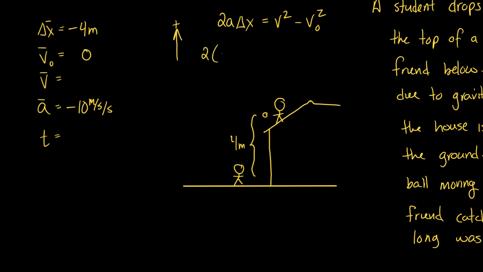So 2 times -10 times -4 equals v squared minus 0 squared. Answer is going to be plus or minus the square root of 80, which is about 9. Plus or minus is important, though. What's the actual answer? Is it positive square root of 80 or negative square root of 80? Should be negative. So about -9 meters per second.